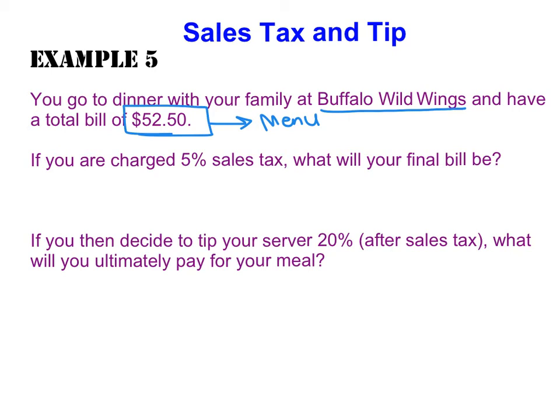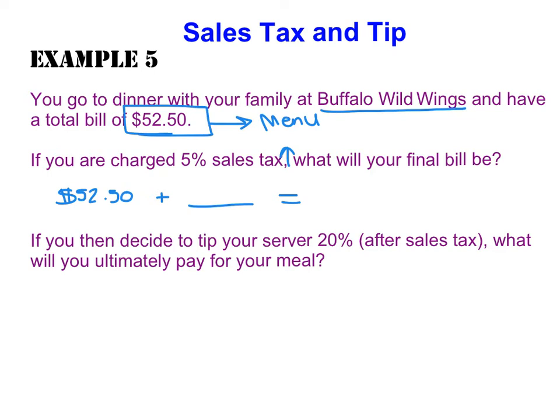Now, sales tax is going to increase your total bill by a small percentage. So this is going to be very similar to the percent markup problems that we talked about earlier in this video. So what we need to do is we need to calculate what our sales tax cost is actually going to be. So we're going to take $52.50 and we're going to add 5% in sales tax to that in order to calculate what our final bill will be after sales tax.